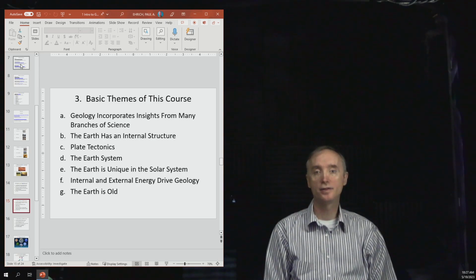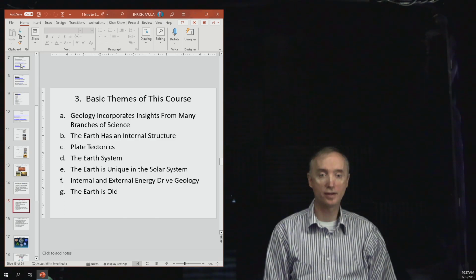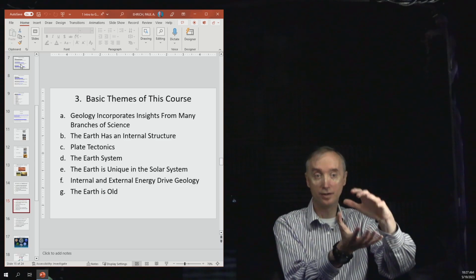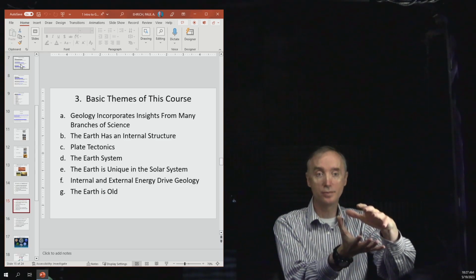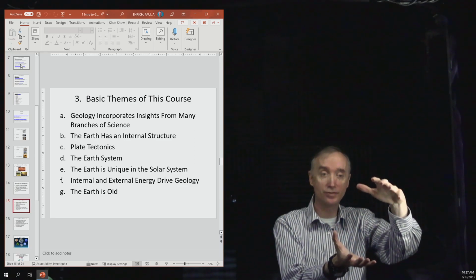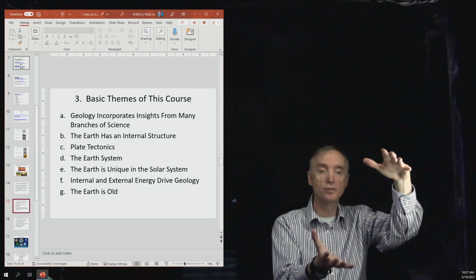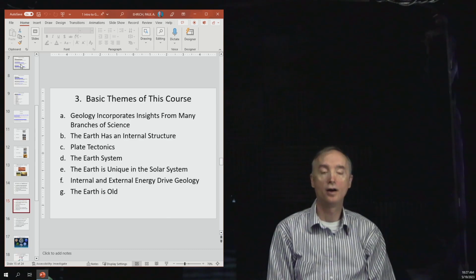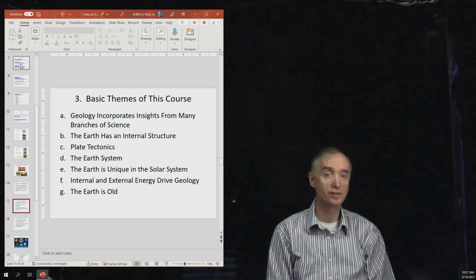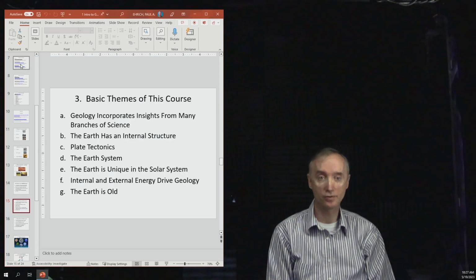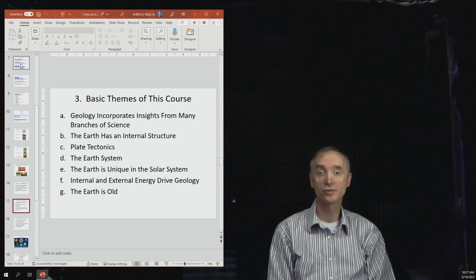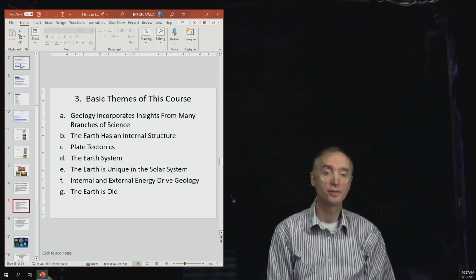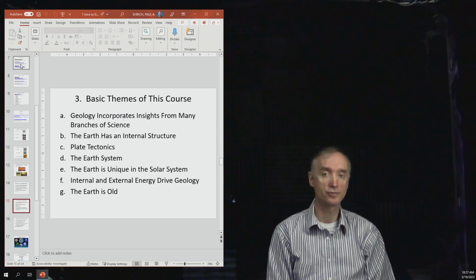Okay, the next thing is that the Earth has an internal structure. So later we're going to find out that the Earth has an iron and nickel core, and then that's going to be surrounded by a rocky mantle, and then that in turn is going to be surrounded by a crust. We're going to find out how thick each of these layers are and what these layers are composed of, and then also how do we know that the Earth has all of these different layers.